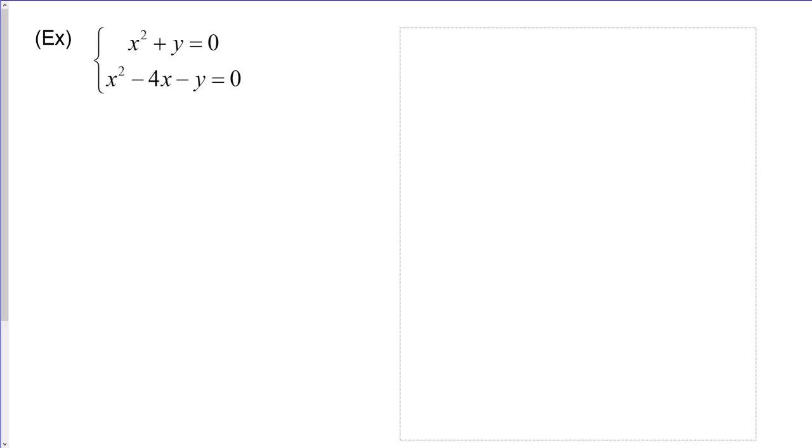Let's see what happens by solving through substitution. So I'm going to solve the first equation for y. That would give me y equals negative x squared, because I need to subtract the x squared over.